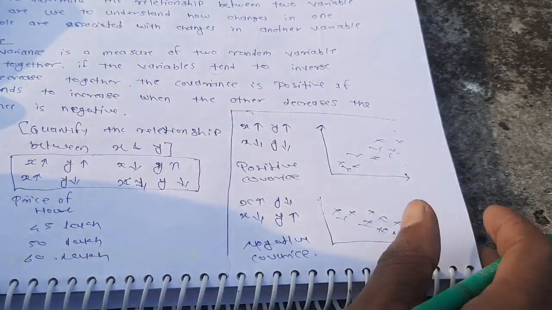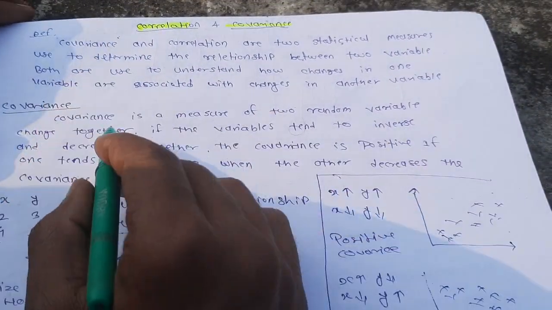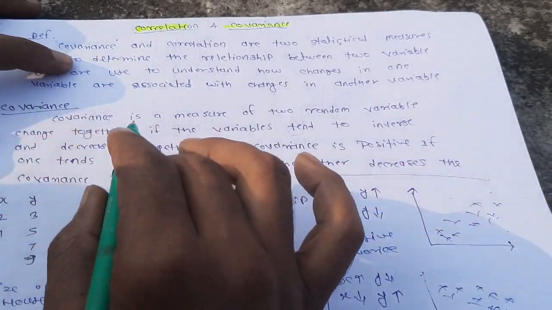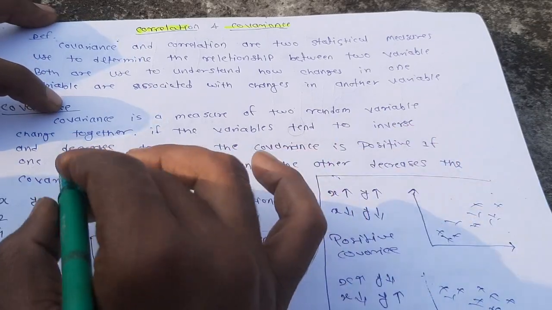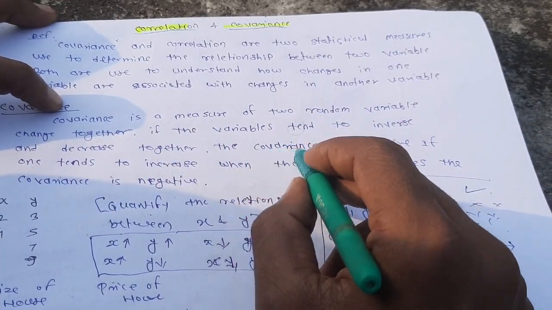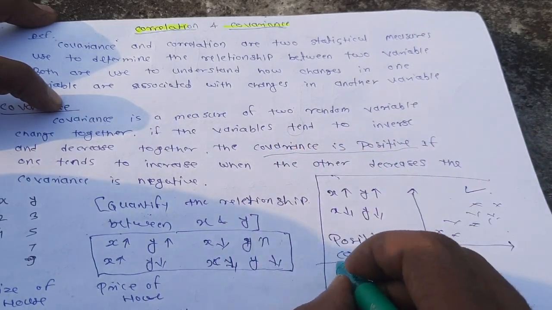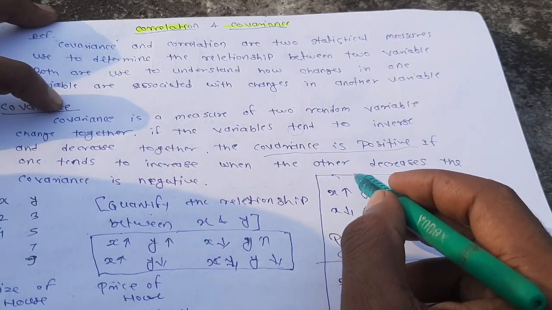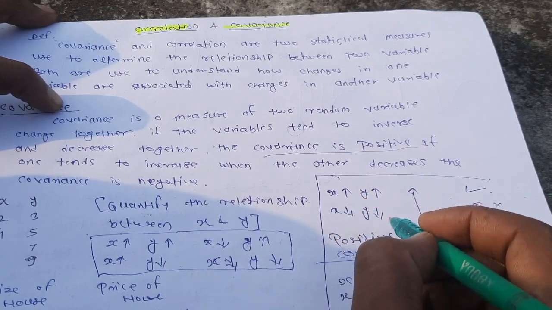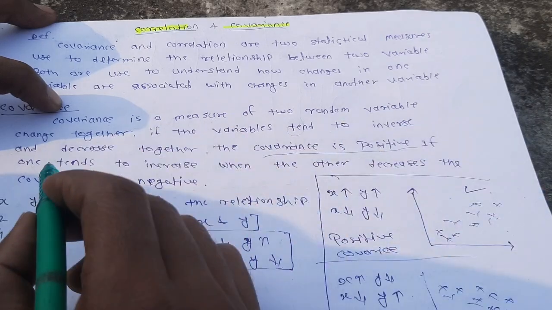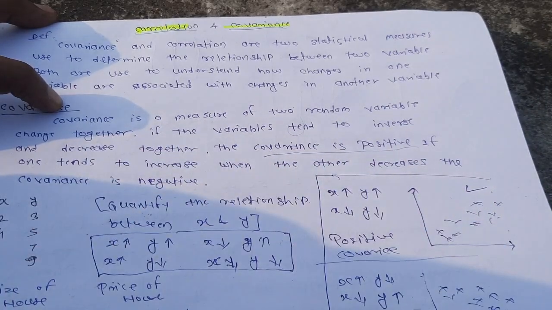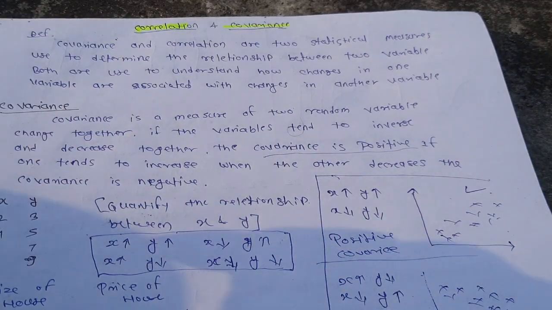The definition says that covariance is a measure of how two random variables, x-axis and y-axis, change together. If the variables tend to increase and decrease together, the covariance is positive: the x-axis increases and the y-axis increases, the x-axis decreases and the y-axis decreases. If one tends to increase when the other tends to decrease, the covariance is negative.